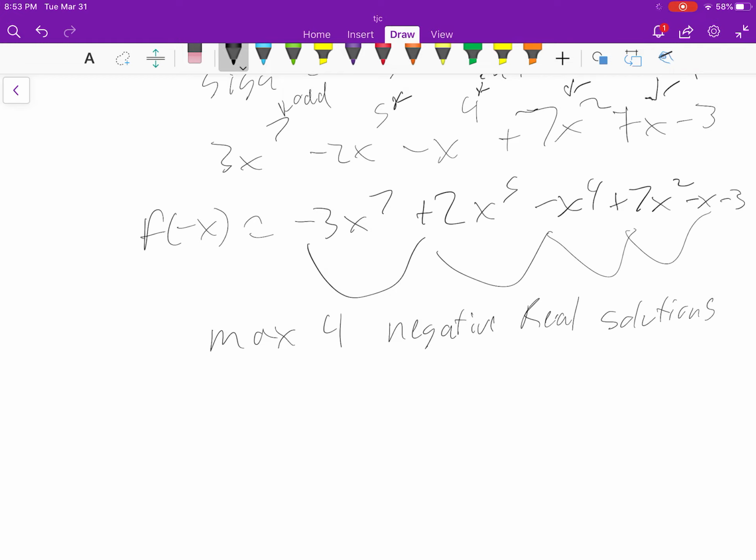Now we can do a little bit better because we're not going to have 3. You can have 4, and then you can have 2 less than that, which is 2, and you can have 2 less than that, which is 0. So these are your possible negative real solutions. Because remember, if they're not reals, they're going to be complex, which always come in pairs. So you can't have 3. You can't go from 4 to 3. You've got to go from 4 to 2, and then from 2 to 0. So this is the number of possible negative reals.